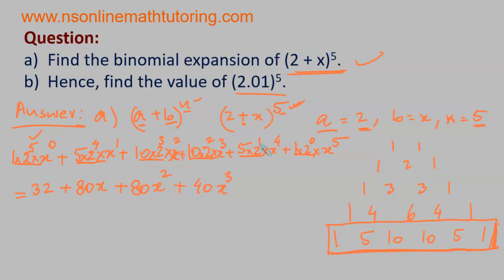2 to the power of 1 is 2 times 5 is 10, x to the power of 4. And finally, 2 to the power of 0 is 1, 1 times 1 is 1 times x to the power of 5. Okay, so this is the expansion, this is the answer for our subpart A.